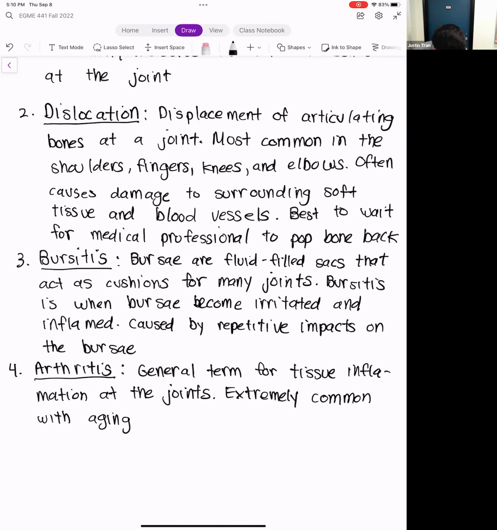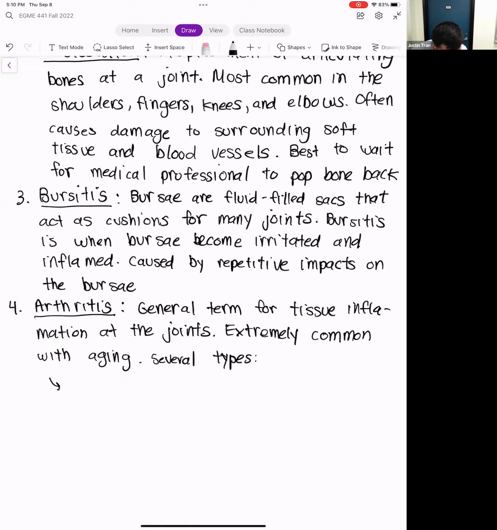So I'll go over the two most common ones that you hear about the most. The first one is rheumatoid arthritis. For as much as it's talked about on TV, it's actually kind of a scary disease. When you have rheumatoid arthritis, the immune system inside your body actually starts to attack the tissue at your joints, causing them to become inflamed and irritated.